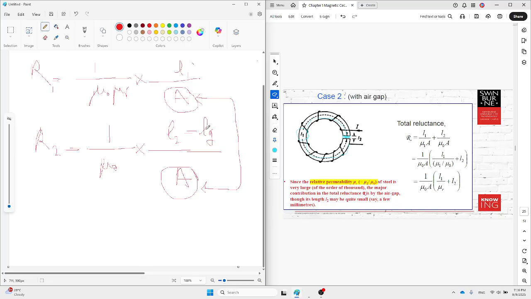They shouldn't really be the same, but here we assume them to be the same. Later I will explain why they shouldn't be the same. But here we take them as the same. Again, these two reluctances are connected in series. So here we simplify and keep it simple for this case.